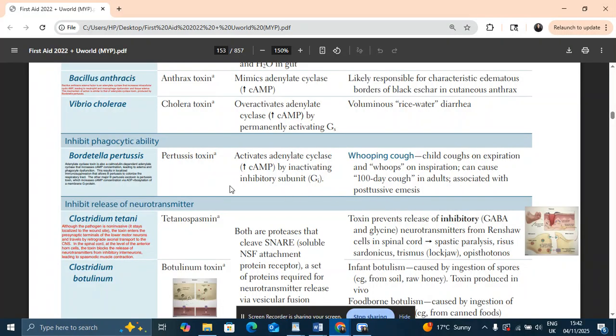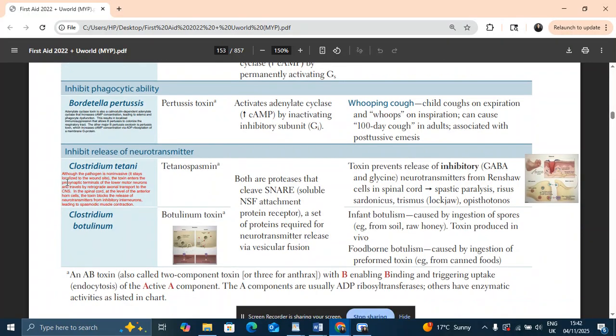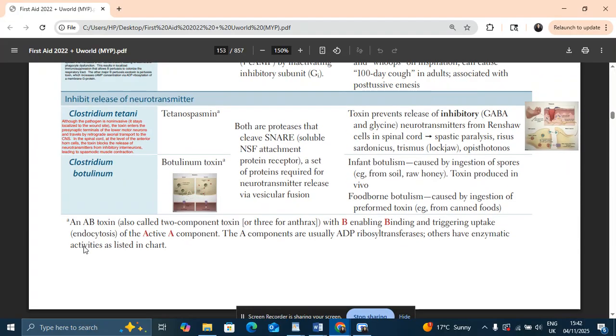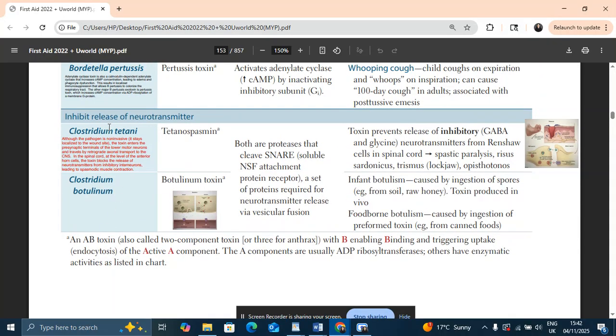Now, the last topic is Clostridium, bacteria that inhibit the release of neurotransmitter. That includes Clostridium tetani and Clostridium botulinum, these two. But today I will focus on Clostridium tetani. In the next lecture, we will cover Clostridium botulinum. So, Clostridium tetani produces an important toxin. This is very important from an exam point of view: Clostridium tetani produces a toxin called tetanospasmin.